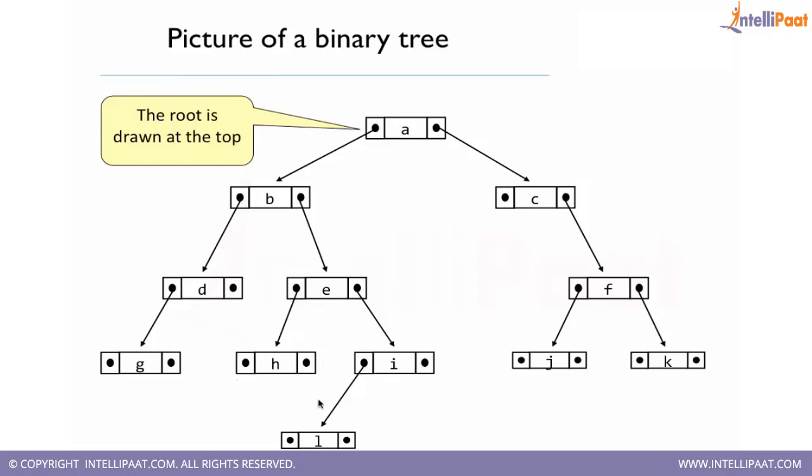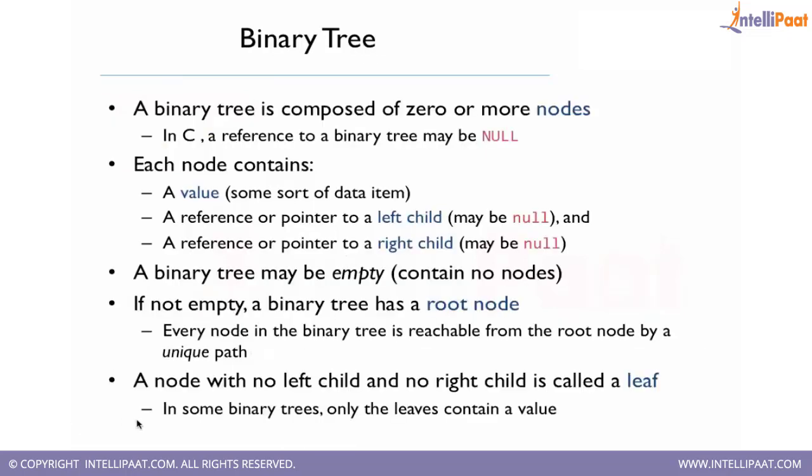For example, if you want to go to H from the root, that means A to H, the only path you can take is from A to B, B to E, and E to H. There is no other path from A to H. There is a unique path from the root to every node. A node with no left child and no right child is called a leaf node.